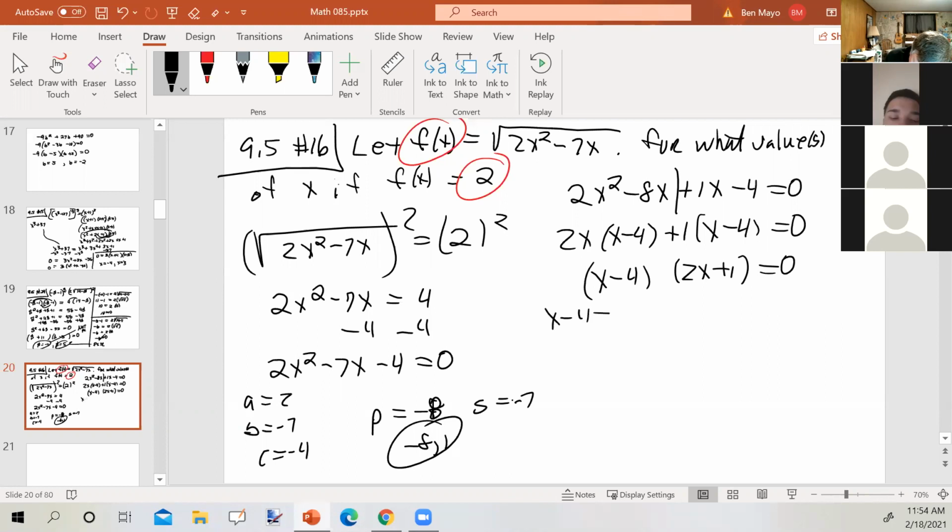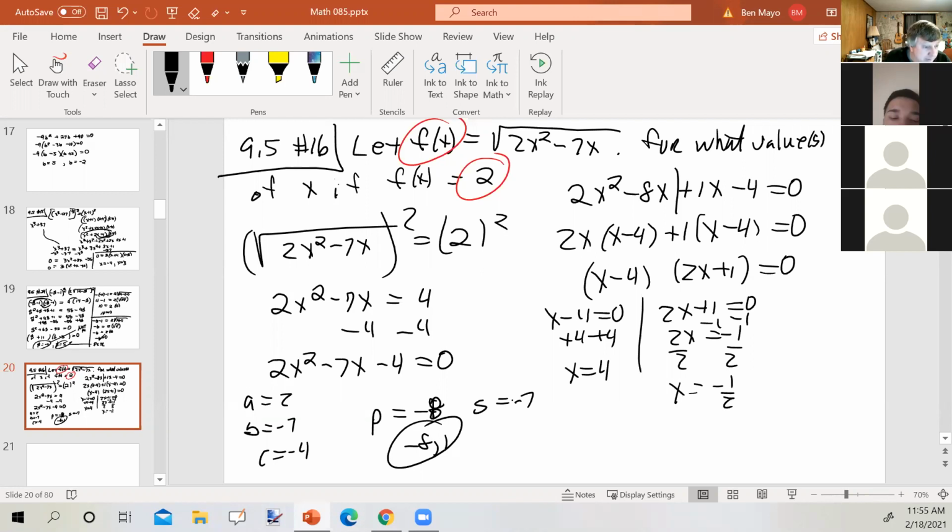So if x minus 4 is 0, we add 4 to both sides and x equals 4. If 2x plus 1 is 0, 2x equals negative 1, subtracting 1 from both sides, so x equals negative 1/2. And it says enter your values. So x equals 4 and negative 1/2. Okay, let's see, that takes us to 26.